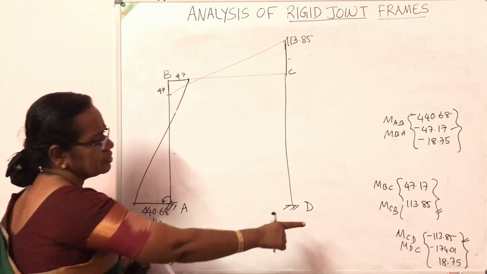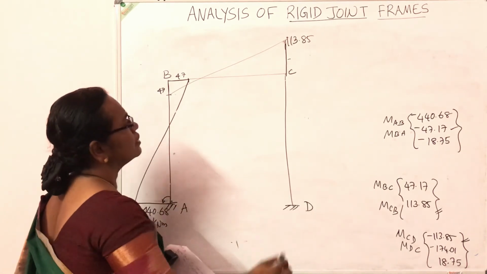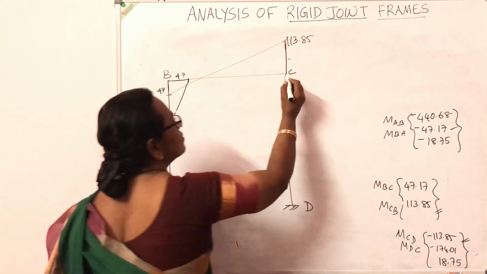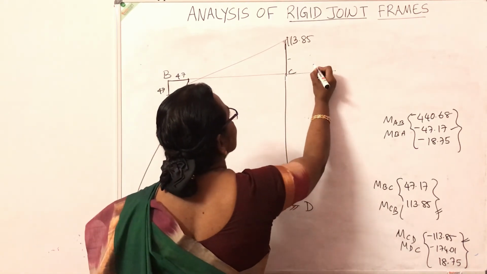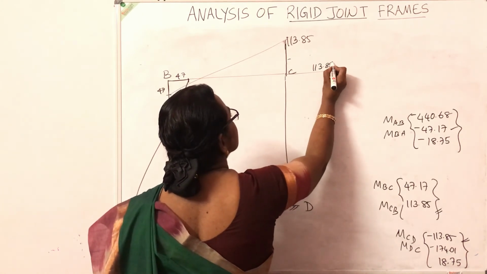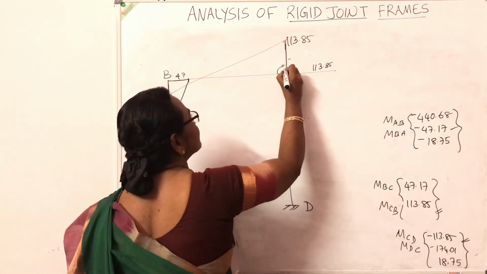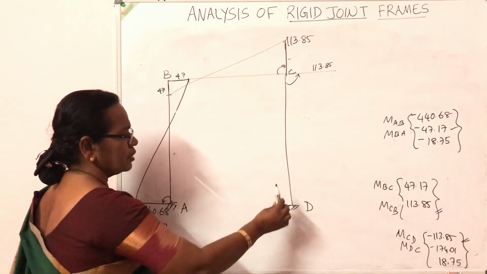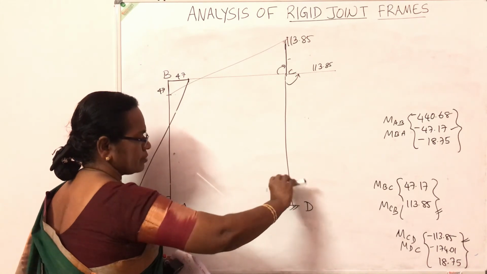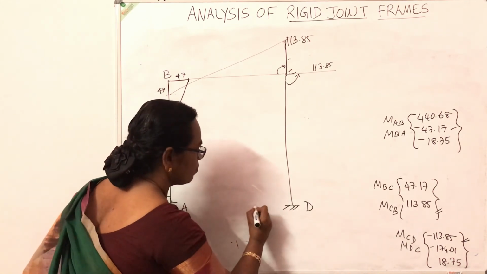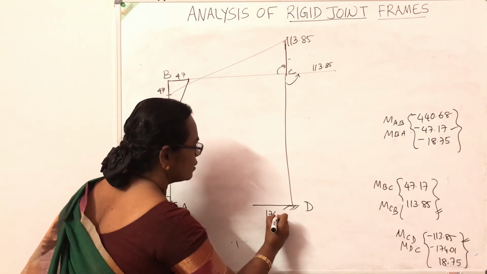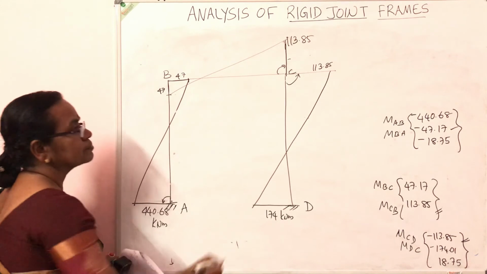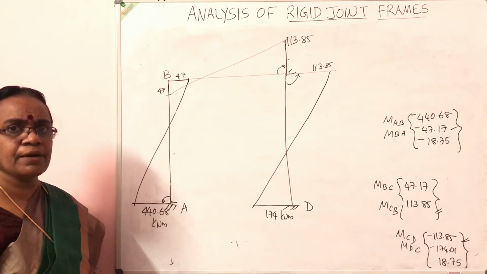Coming to the last, MCD minus 113.85. C to D minus, so it is anti-clockwise. This is clockwise. And here MDC is minus 174. D to C anti-clockwise, minus 174 kilonewton meter. Join these two. So this is the support moment diagram.